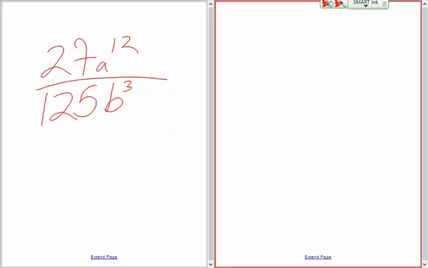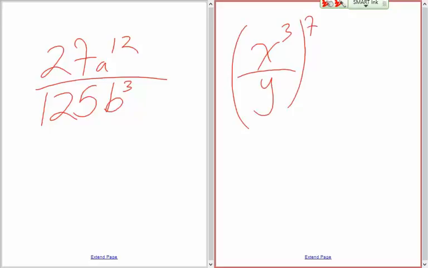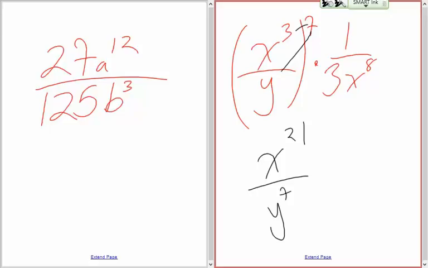Okay. Let's write this one down as well. If we have (x cubed over y) to the 7th power, times 1 over 3x to the 8th. All right. Talk to each other real quick about what you do first. What should I do first? Distribute the 7. Right, let's distribute that 7. So I end up with x to the 21st over y to the 7th. Beautiful. And then it's multiplying times 1 over 3x to the 8th.